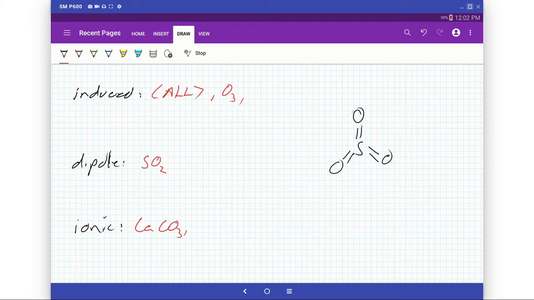SO3 puts another oxygen atom there. This is a trigonal planar geometry, and it is symmetric. So each of these bond dipoles actually cancel themselves out, and there is no net dipole moment for SO3.